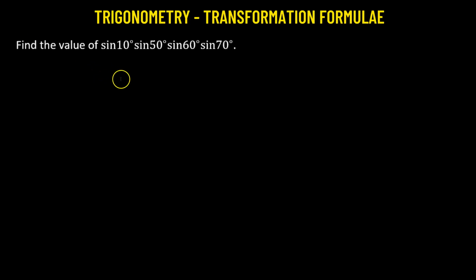So in this problem, we need to determine the value of the following trigonometric expression. Here our expression is given by sine 10 degrees times sine 50 degrees times sine 60 degrees times sine 70 degrees. Now, except for sine 60 degrees, we do not know the values of the remaining trig functions. So let's use the value of sine 60 degrees. We know that it has a standard value of square root of 3 over 2. So we'll write it first.